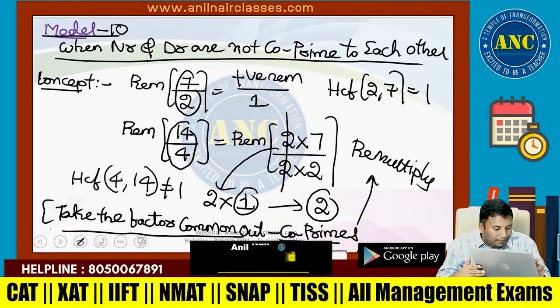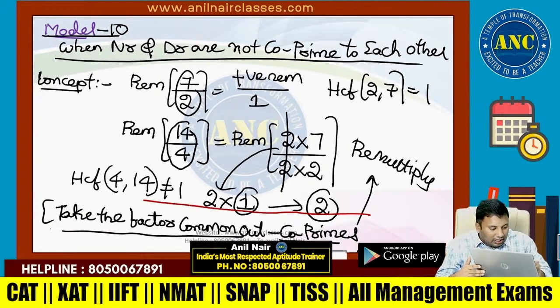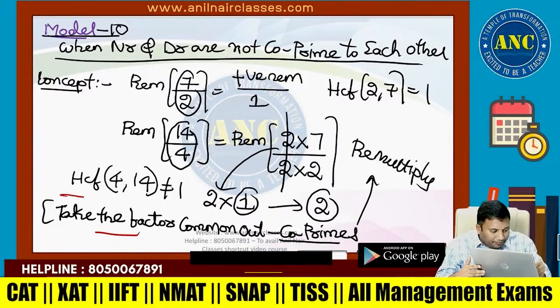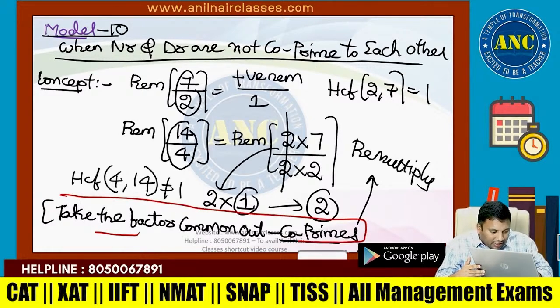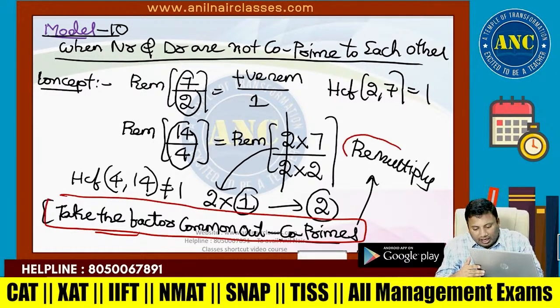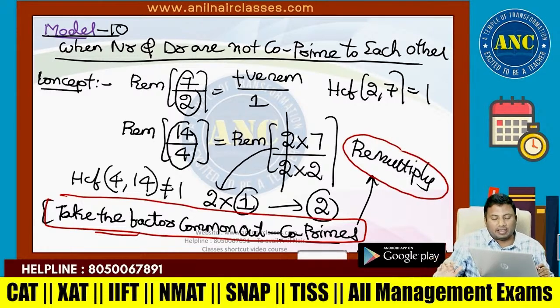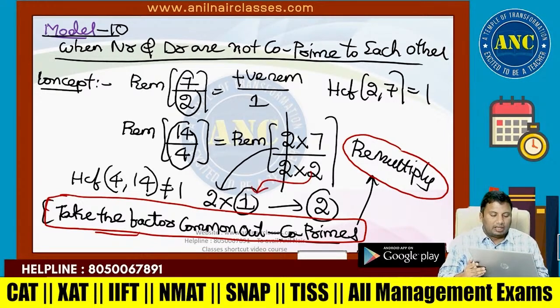Put it in bold letters, sir. Take the factors common out and remultiply. 2 into 7, 2 into 2. 2 is taken out. 7 by 2 is 1 and remultiply.